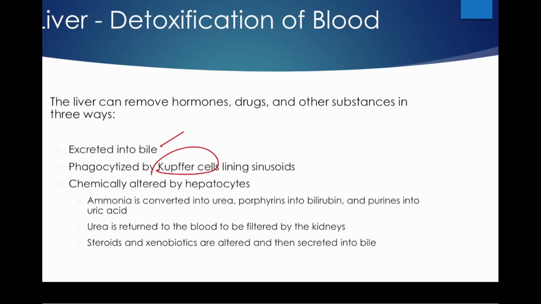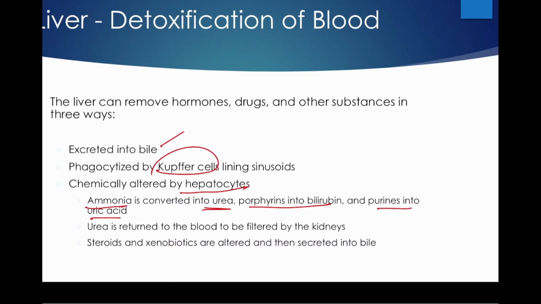Or 3, we can alter them with our hepatocytes. So ammonia, which is not a very good thing to have in our body, is converted into urea. Porphyrins are converted into bilirubin, and purines into uric acid. This urea goes back into the blood, and our kidneys can get rid of urea, no problem. Steroids and xenobiotics are altered and then secreted into our bile for metabolization so we can get rid of them.